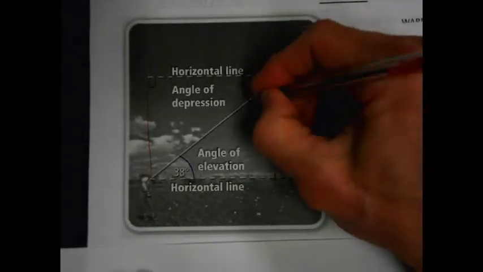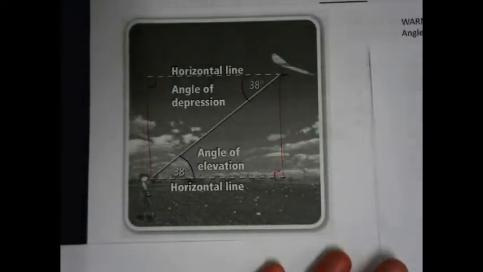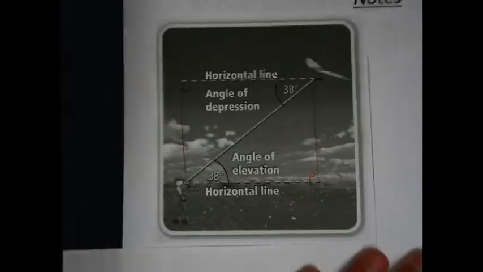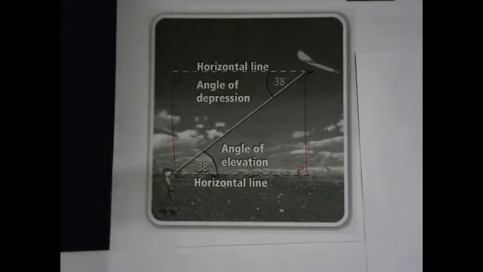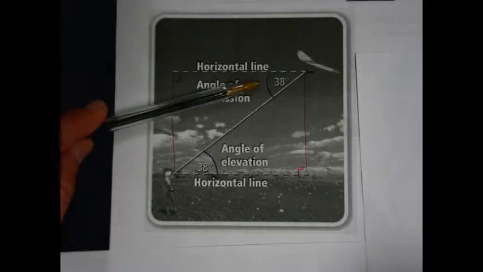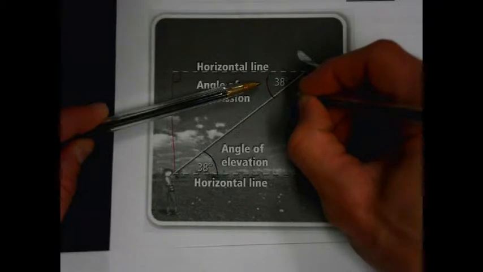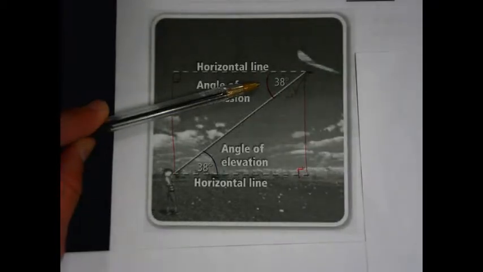So this is where things become important. I'm going to share with you a couple of notes. The first thing is a warning. Be sure to know what the angle of depression is not. We have to know what the angle of depression is, but more importantly, what it isn't. What we see here in this diagram, here is our angle of depression. There. What it is not is this. This is not the angle of depression. That is not the angle of depression, and that's going to become confusing later on.